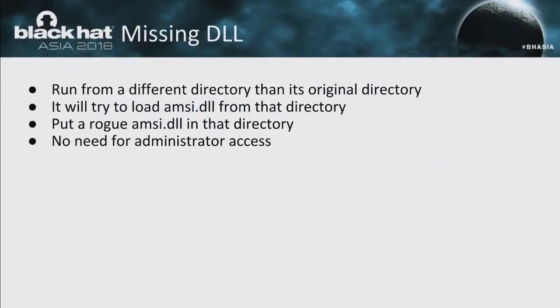Another little trick, and I don't know who to attribute this to, but if you copy PowerShell to a different directory, and you can do this without administrator access, then you can simply run it, and it'll try to load AMSI from that directory, amsi.dll. So if you drop a rogue AMSI DLL in that directory, and you can simply just copy the original AMSI DLL and patch it before, so it doesn't really require you to create a DLL of your own, and you put that DLL in that directory, it will be loaded instead of the original one. And this can also effectively disable AMSI.